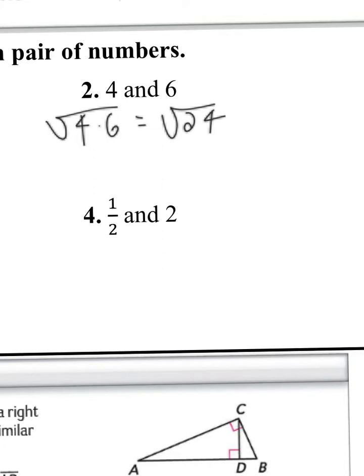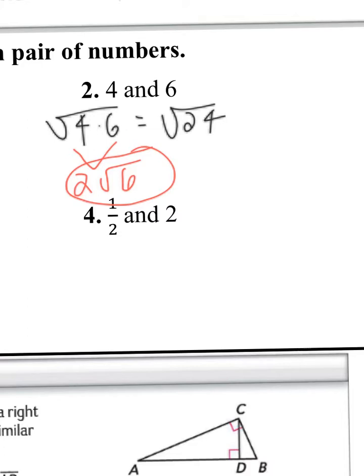And what I mean by simplify is you need to think of factors that are perfect squares. So 2 squared is 4, 3 squared is 9, 4 squared is 16, 5 squared is 25, and so on. Okay, so I know that 24 is 6 times 4. So the square root of 4 is 2, and the square root of 6 remains the square root of 6. So this is the preferred way to represent the square root of 24.